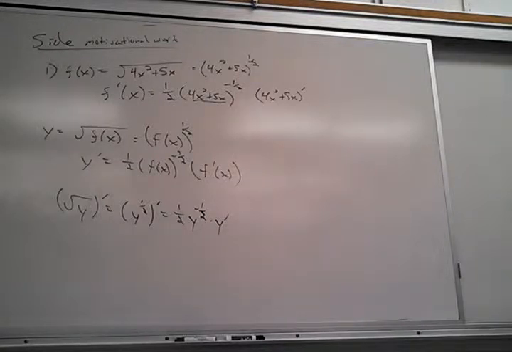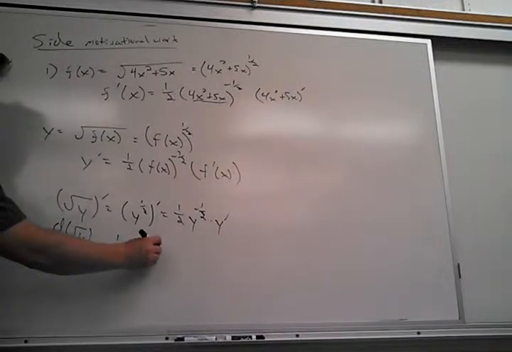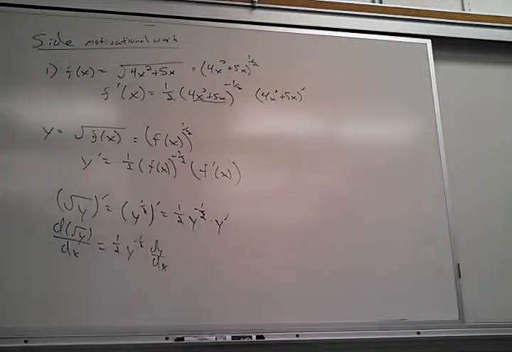Because y itself is a function of x. Right? So a slightly better way would be to leave this notation here, because I'm taking the derivative with respect to x. So at the end here, I get 1/2 y to the negative 1/2 dy/dx. You with me? dy/dx is not 1.